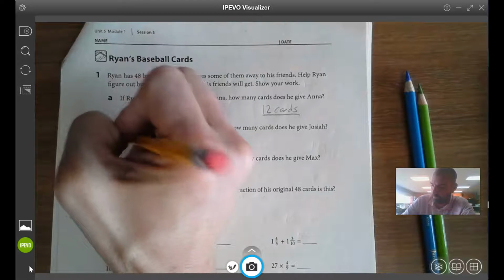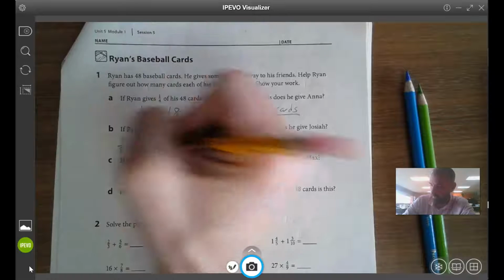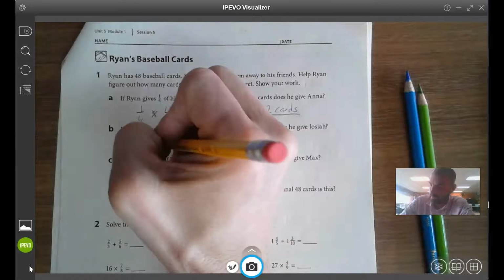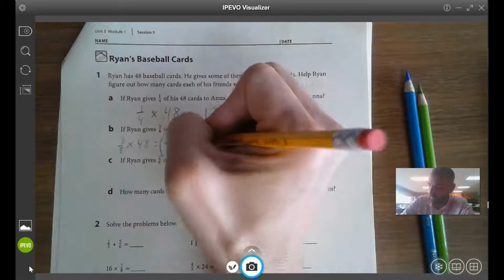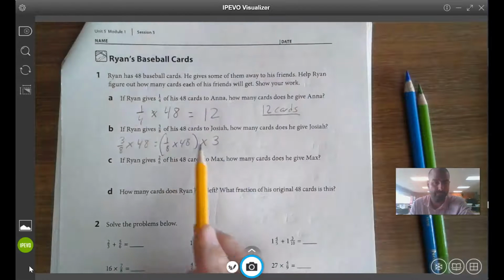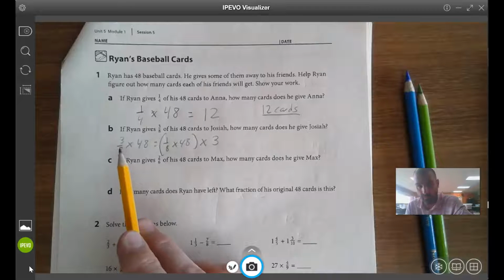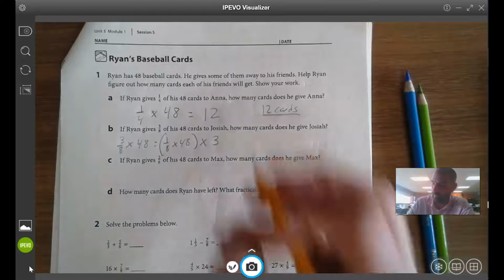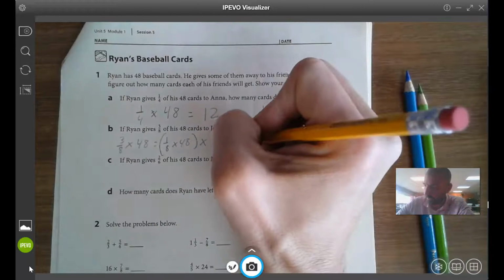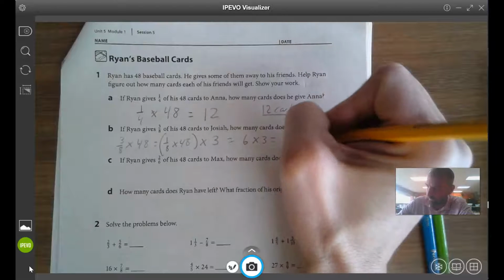Well, 3/8 of 48 equals 1/8 of 48 times 3. Right? Because 3/8 is made up of three 1/8s. 1/8 plus 1/8 plus 1/8, that's 3/8. So then we can figure out 1/8 of 48 and then multiply by 3. 1/8 of 48 is 6, times 3 equals 18 cards.